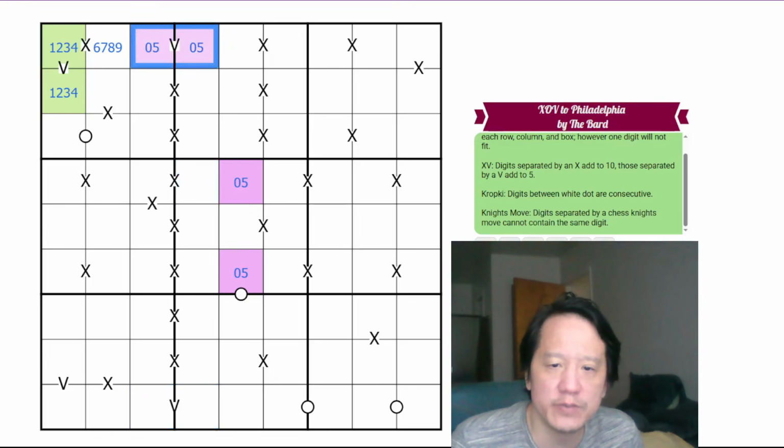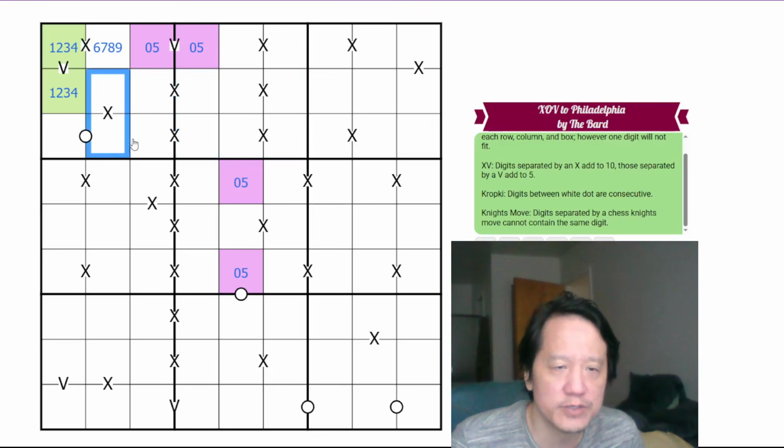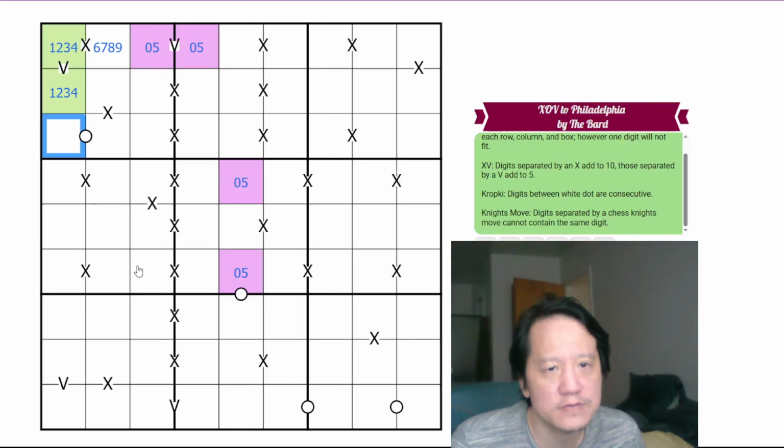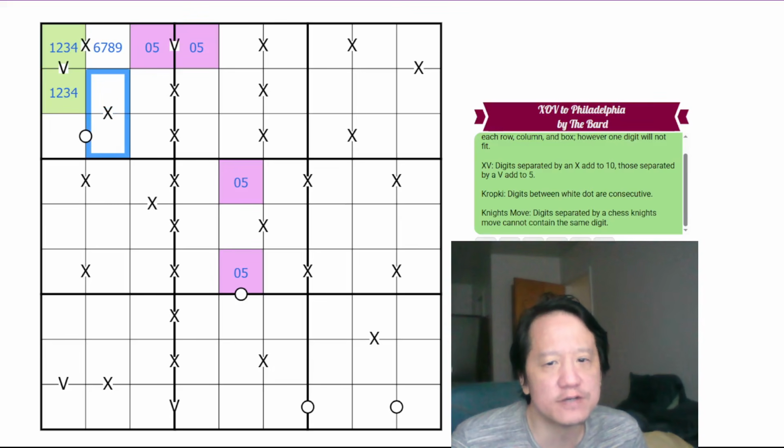So this is the pink set here. The rest of this box cannot be the pink set because they're all next to an X. This could be a pink set, but these cannot be. So this could be 0 or 5. One of these has to be the other set of 1 through 4, the low 1 through 4.